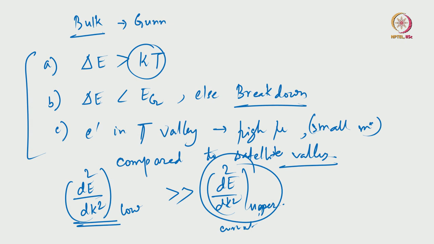This is all fine. Now we have to talk about the fact that negative differential resistance gives rise to something called domain formation, and this domain formation actually leads to oscillation. So what is this domain formation, or the high field domain, that we are talking about?